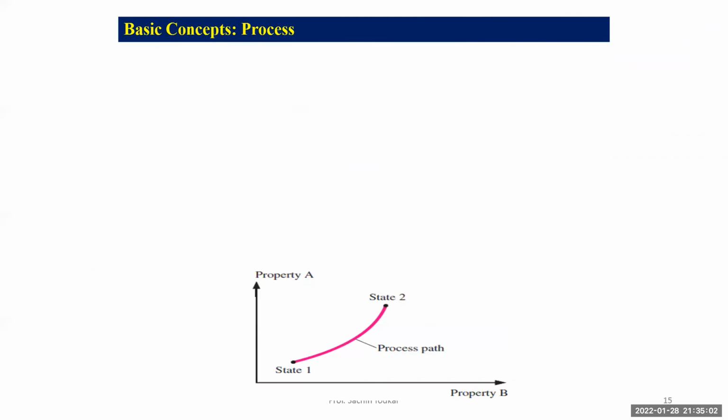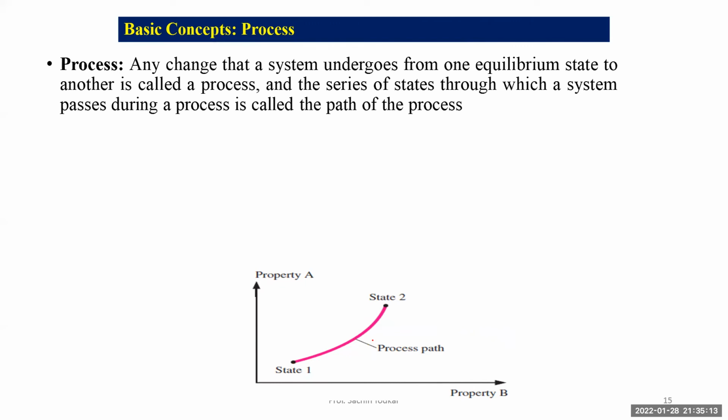Now you can see here the process, that is, one state has been changed to another state with the help of a process path with the help of two properties. So process is defined as any change that a system undergoes from one equilibrium state to another. This is called a process. And the series of states through which a system passes during a process is called the path of the process, this process path.